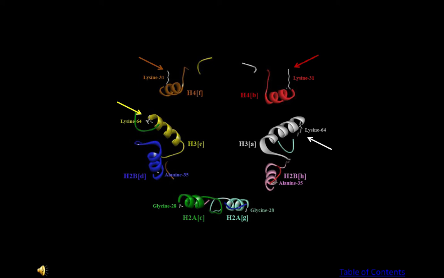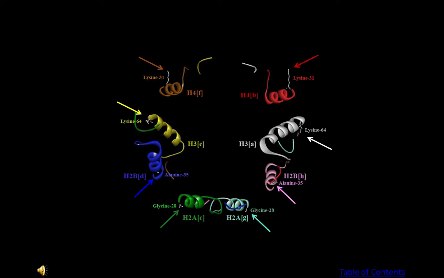For H2A, the N-terminal amino acid is glycine 28. You can see them, but there's not much to see since glycine has no R group. And finally, for H2B, the N-terminal amino acid is alanine 35. Alanine 35 for the pink H chain is just about discernible, but alanine 35 for the blue-colored D chain is on the other side and is barely visible in this view.